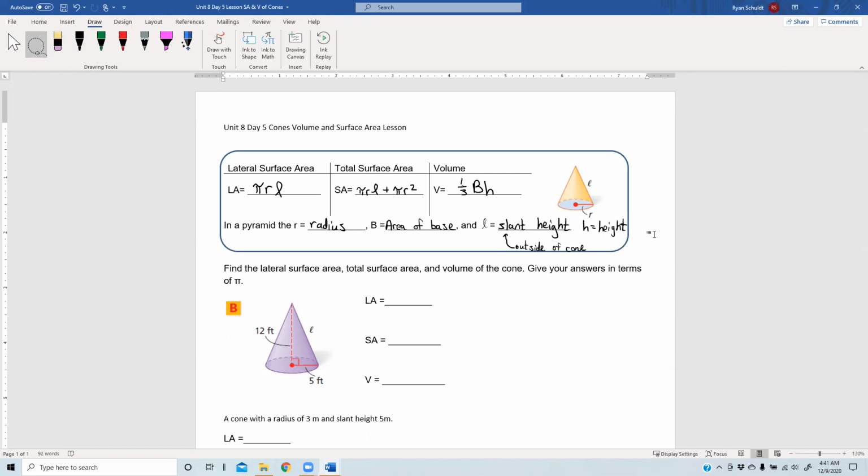Now on this one, just like we said on cylinders a couple of days ago, the big B is a circle. So big B is just pi r squared. So another way we could write this would be 1/3 pi r squared times height. That's another way we could write that, because big B is just pi r squared.